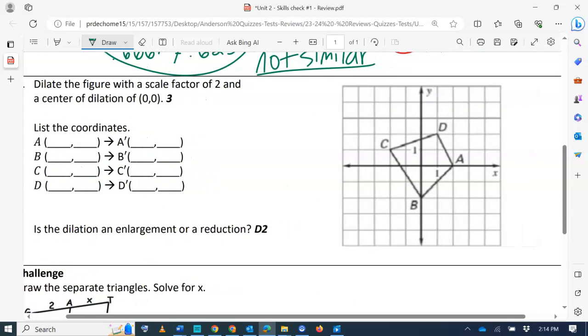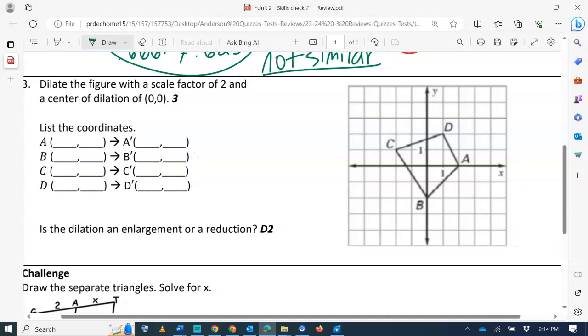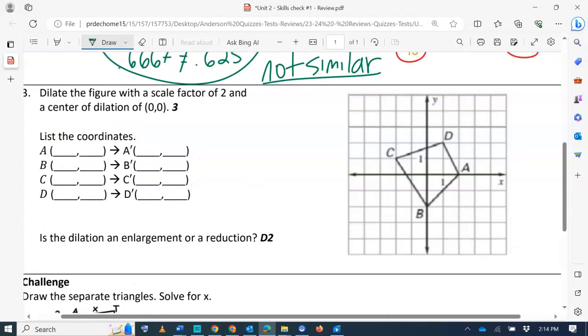Okay, dilate the figure with a scale factor of 2 and a center of dilation 0, 0. List the coordinates. I'm going to do this after I dilate the figure. So the center of dilation at 0, 0, we are dilating by a factor of 2, so it's an enlargement. I will first go to A. A from my center is 2 units out. Multiplied by 2 is 4. So 1, 2, 3, 4.